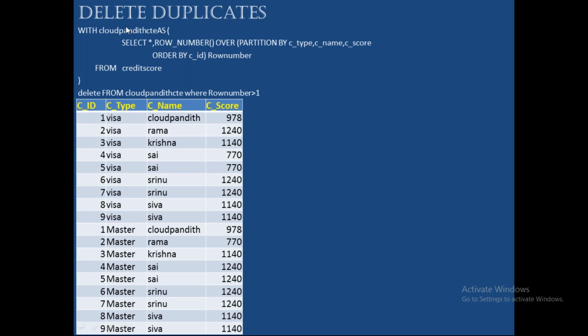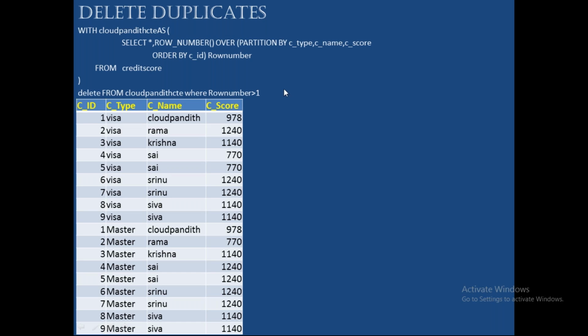Common table expression, CTE, this is called a temporary table. So I am just using CTE. Whatever result you got from this internal query will be there in this temporary table. On this temporary table, I'm saying delete from this table where row number greater than 1. Row number greater than 1 means wherever row number is greater than 1, all those records I want to remove.